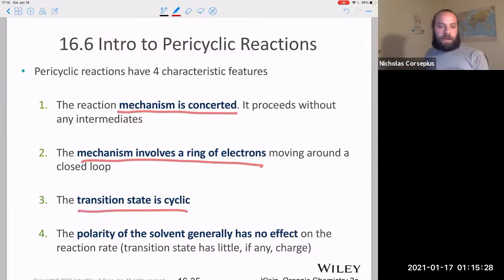So 2 and 3 are kind of related. But yeah, there's going to be this sort of circular movement of the electrons that's going to be common. Because of that, the transition state isn't charged. So the polarity of the solvent generally doesn't have an effect on the reaction. To be honest, practically speaking, that's not one you need to remember. The top three are really important, though. They're going to let you know that you're doing everything right for these reactions.